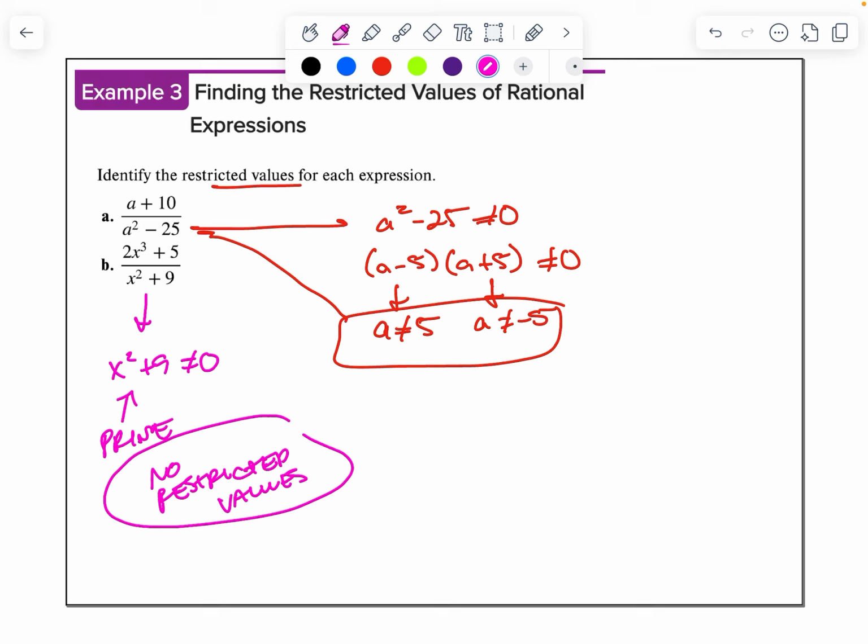These restricted values are restrictions on the domain of the function. So when we get ready to graph these rational expressions, we're going to see that the domain is going to have something out of balance at those points. We'll have a discontinuity at those points because the domain has a gap.